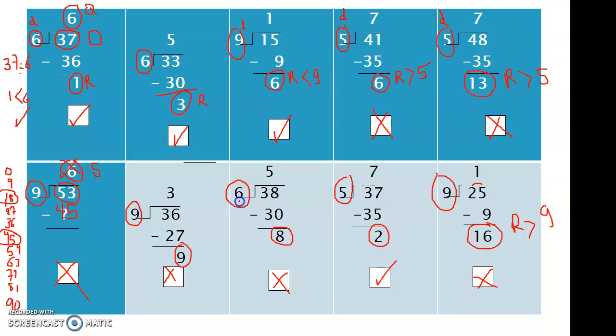Okay, now I will explain for you how did we get these operations. How do we get the quotient? How do we get the remainder? And how do we choose the closest number? I will explain for you how do we divide.